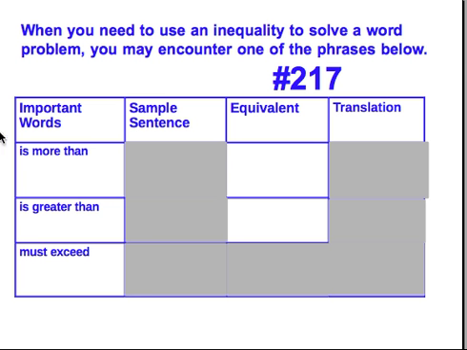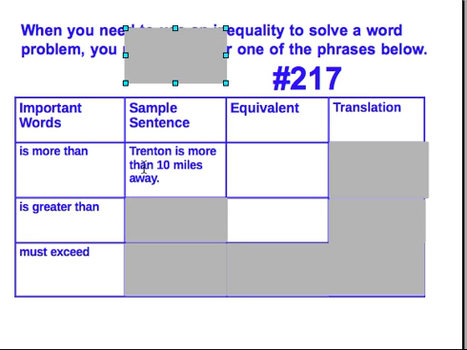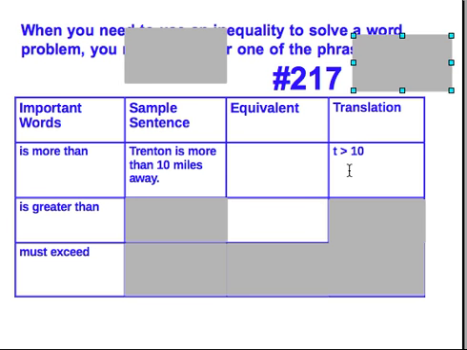So some important words that you'll see in this lesson are "is more than." For example, Trenton is more than 10 miles away. Well, they're not equal. Trenton is not the same distance away. So instead, we have to translate it to T for Trenton is more than, greater than 10 miles. So T is greater than 10 would be the translation.